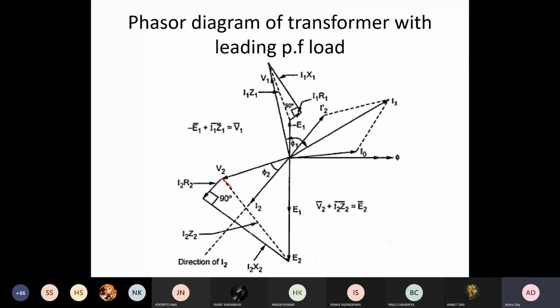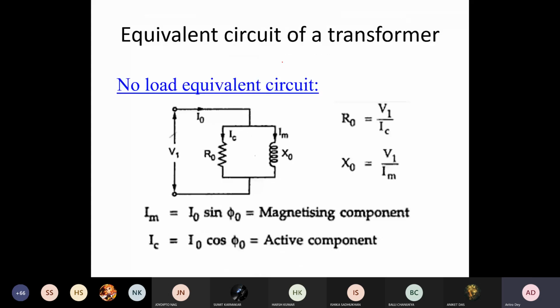Once you get your I1, once you get your E1, you can get minus E1, then I1 into R1 plus J into I1 into X1. If you add the phasor sum, you get your voltage V1. So this is how we can complete the phasor diagram. And once we have the phasor diagram, then from there we can go for the equivalent circuit.